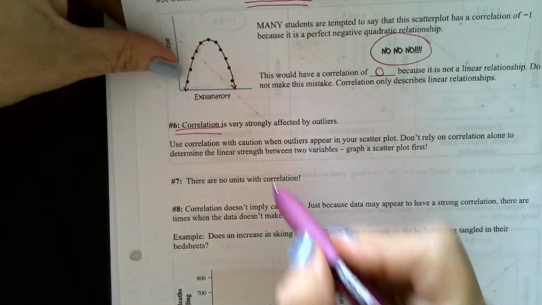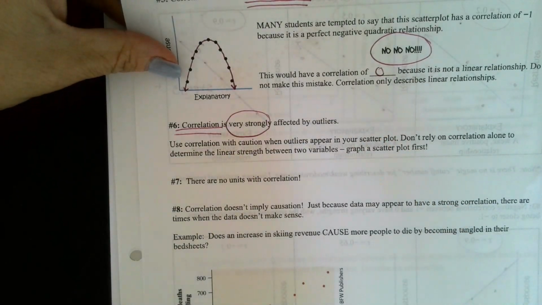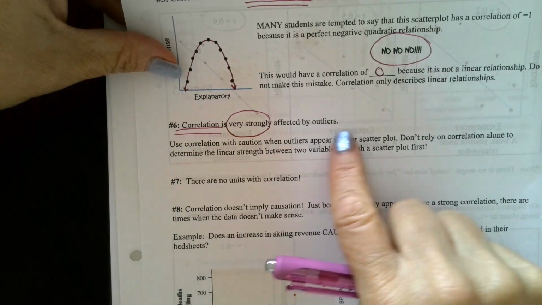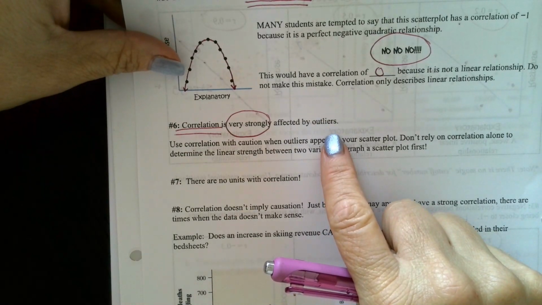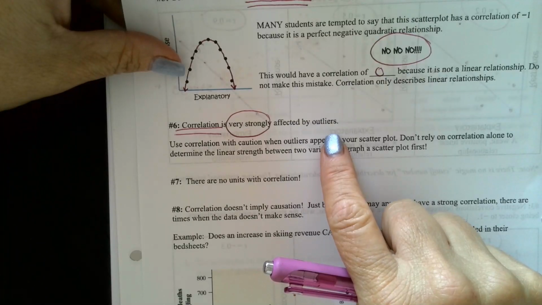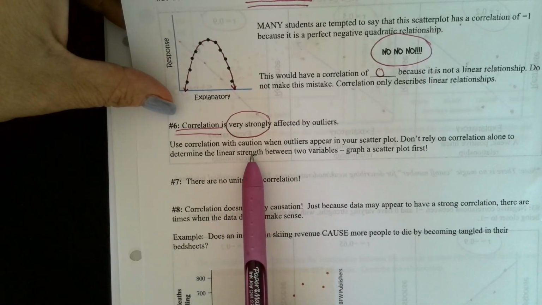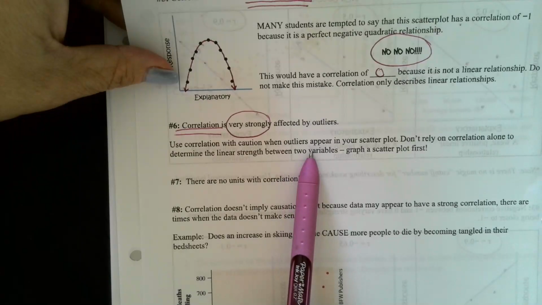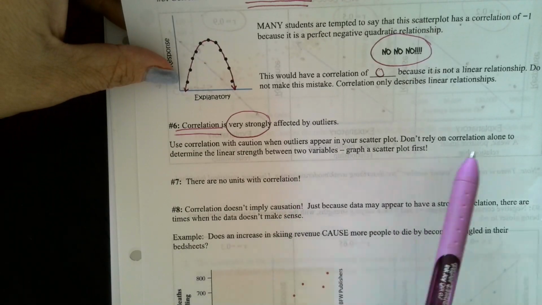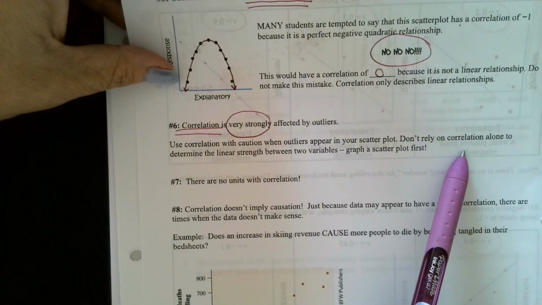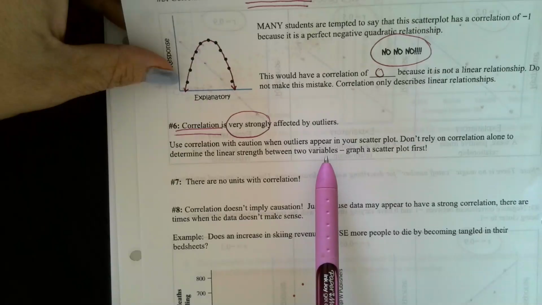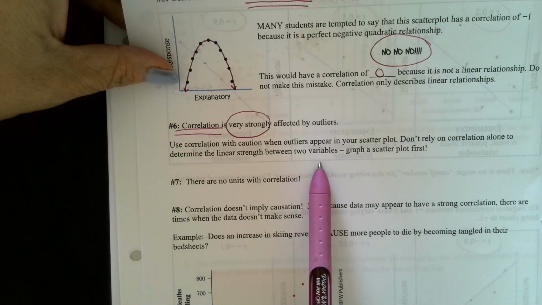Okay, the correlation constant, the r value, is very strongly affected by outliers. Think about this in terms of a distribution. We know that our mean and our median are affected by outliers. Our correlation is also affected by outliers. So use correlation with caution when you see outliers in your scatter plot. Don't rely on the correlation alone to determine the relationship between your two variables. Sometimes it's good to run the correlation and then go back and rerun it again by taking out that outlier.